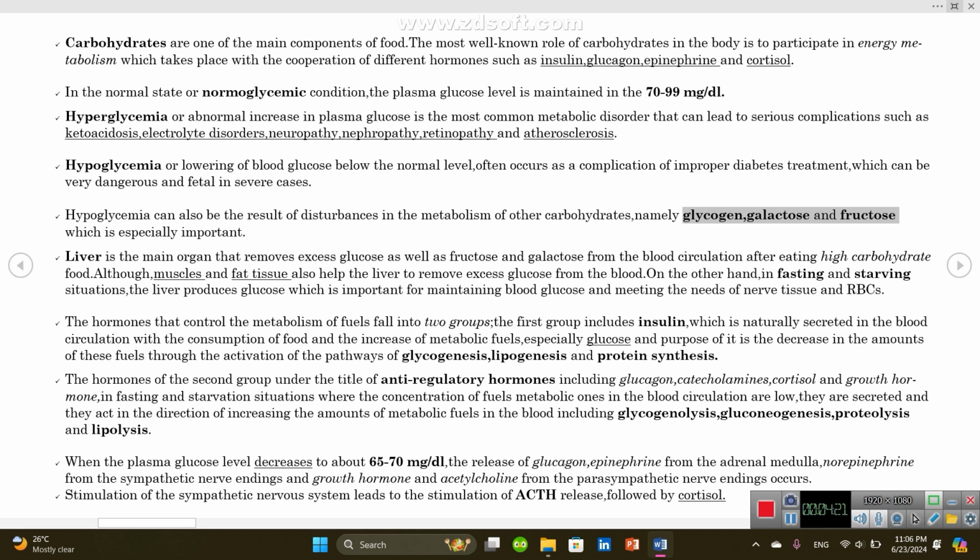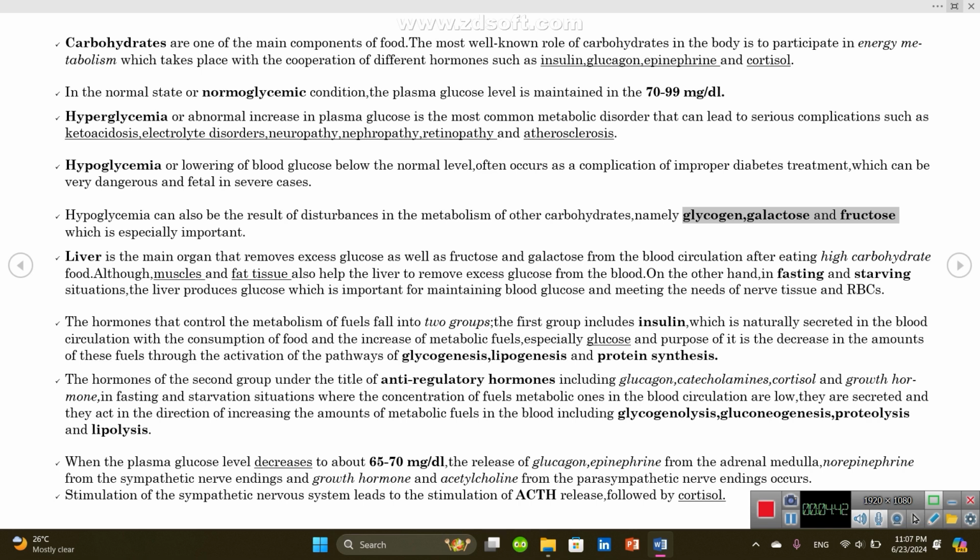Hypoglycemia, I have to add some notes. Hypoglycemia is an extremely dangerous condition because, as we talked previously, the most important source of energy for the brain is glucose, and if glucose decreases lower than the normal range, it could be very dangerous and fatal.